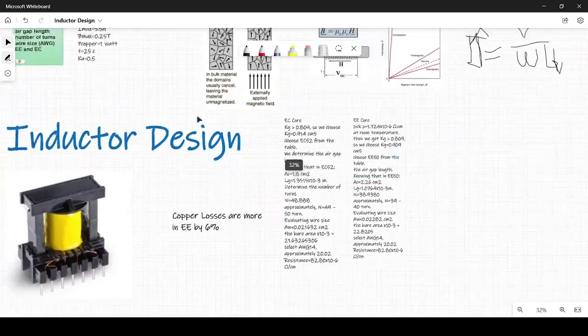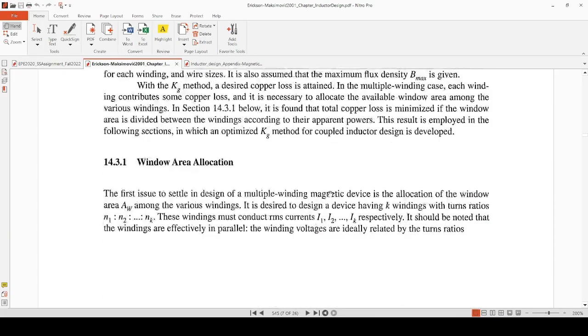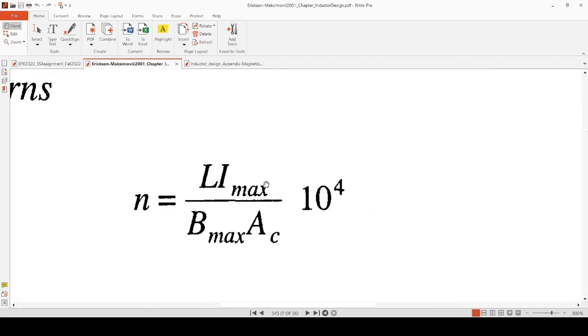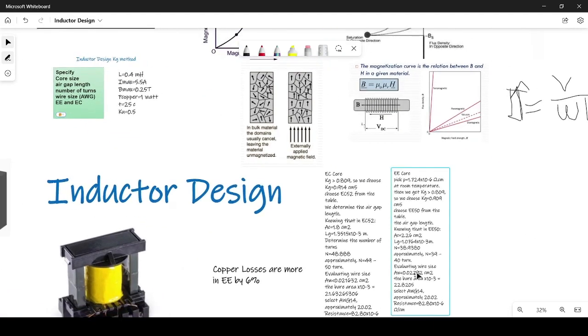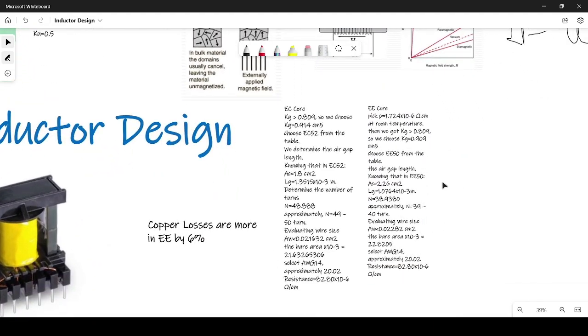Then, after this, you want to get the number of turns. So to get the number of turns, you go to the rule, calculating the number of turns. You have L, you have I maximum, you have V maximum, you have AC. Substitute in this equation, and you will get 38.9, approximately 39 or 40 turns.